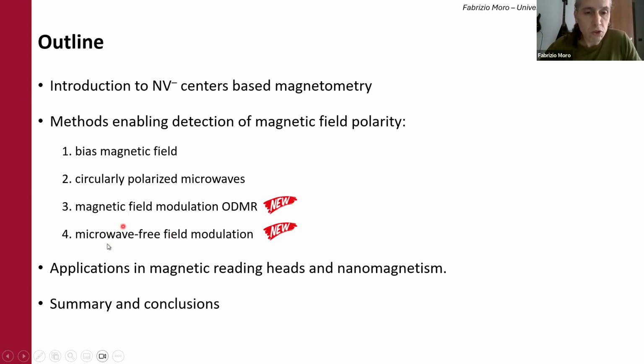And then during the presentation, I will also give some example applications of these methods in magnetic reading nets and nanomagnetism. And I'll conclude the presentation with a summary comparing the different methods, giving the pros and cons of each one.